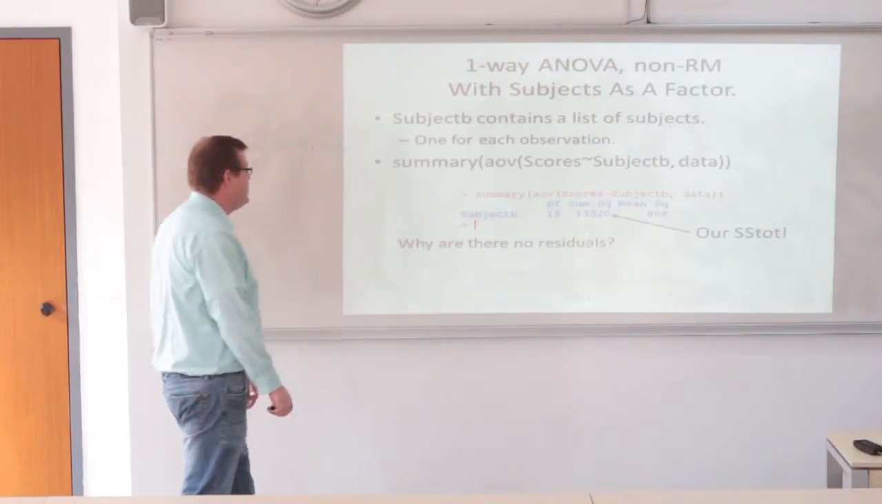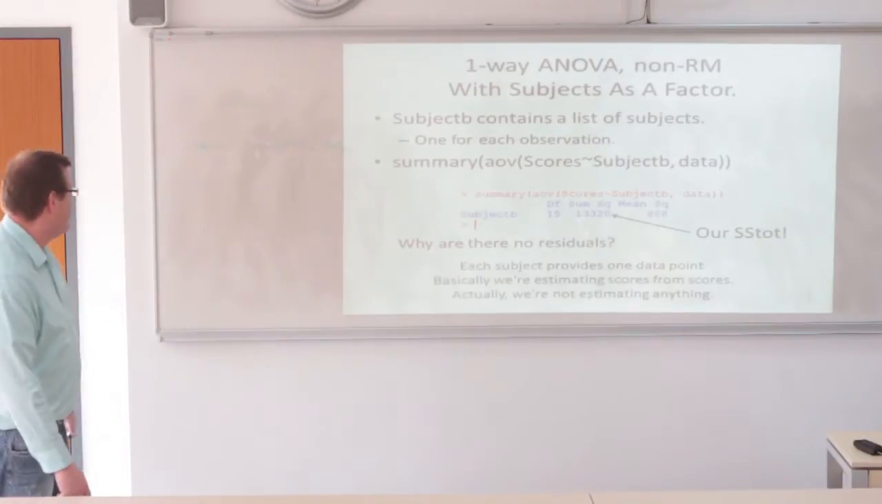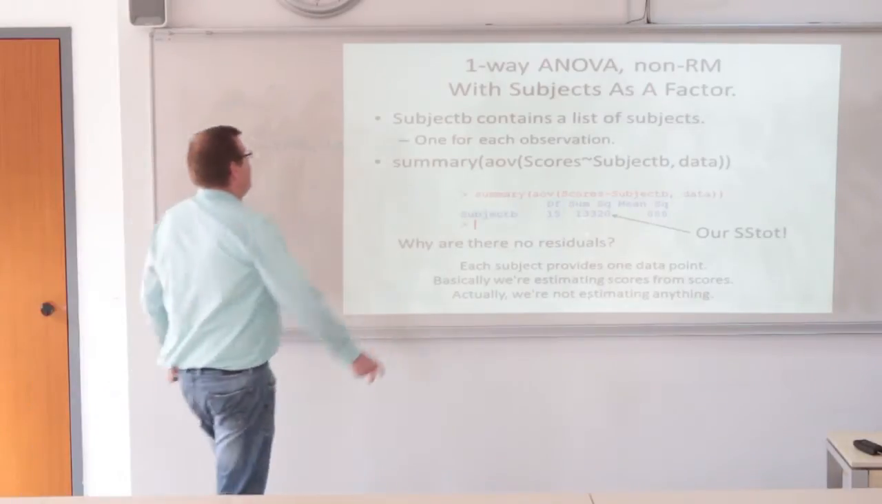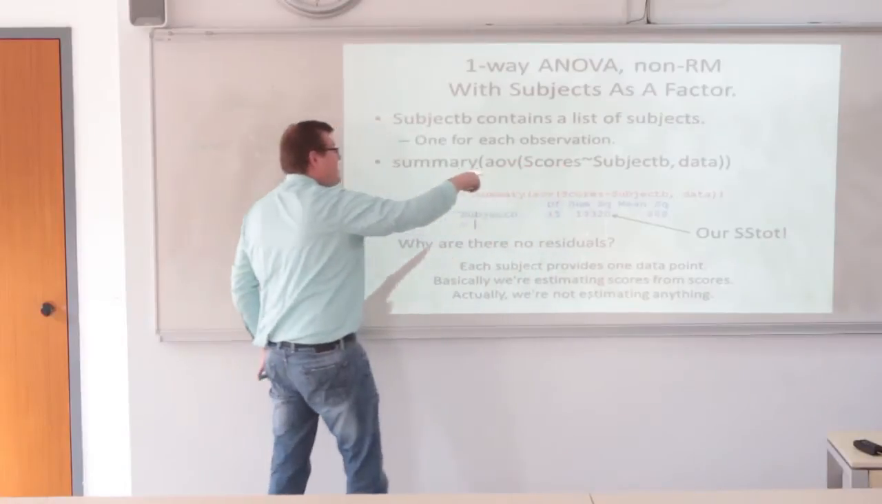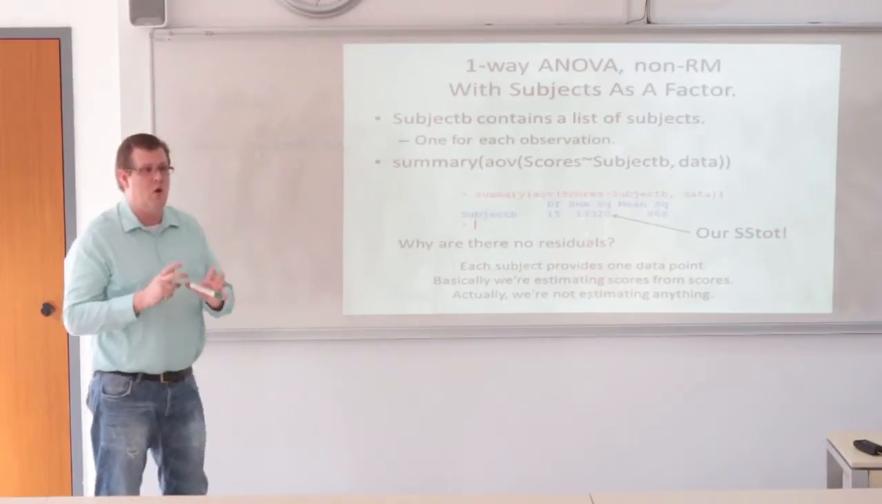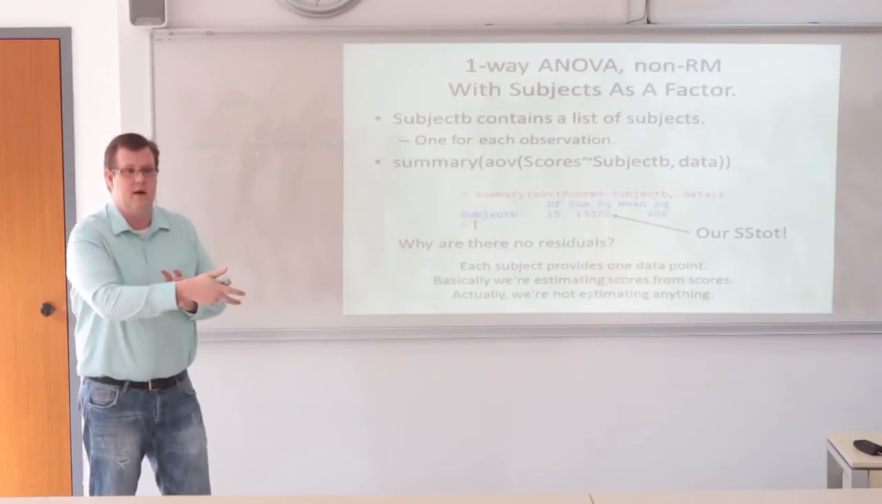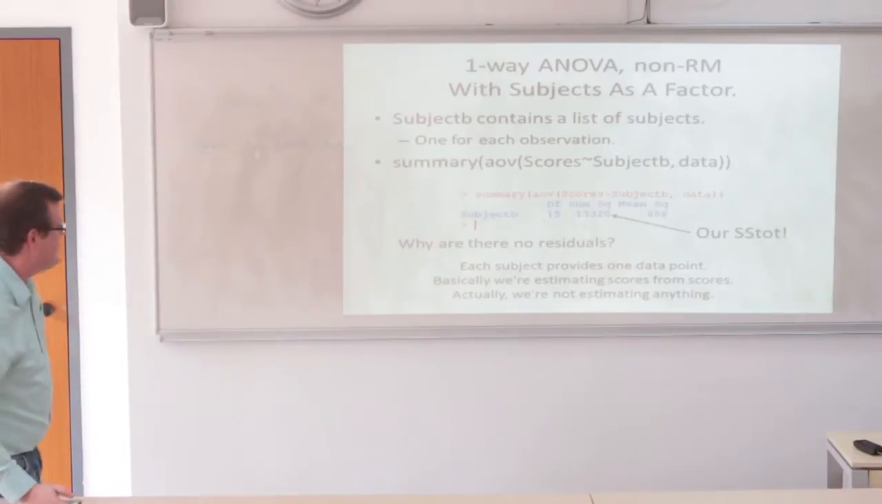So there are no residuals because that sum of squares is our sum of squares total. Each subject provides one data point. So if we are modeling our scores by our subjects, we're saying each score is the score of the subject, right? But each subject is only contributing one score, so we're actually not estimating anything.